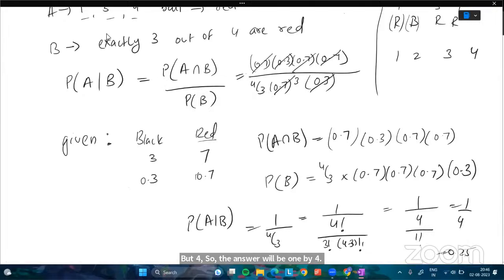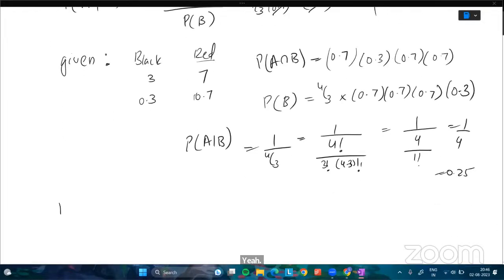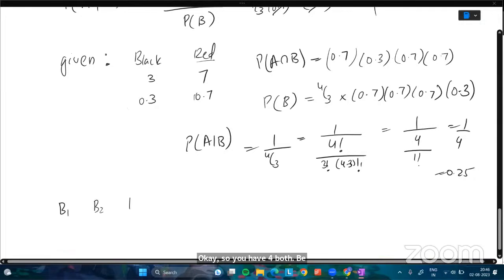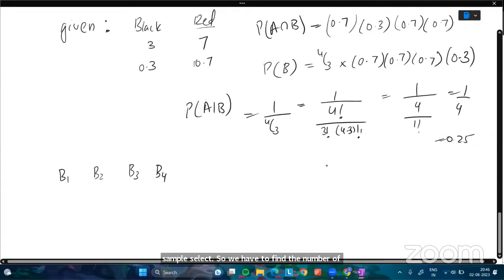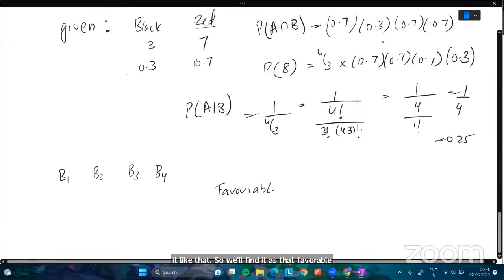Is this what everyone got? Excuse me, ma'am, I did not understand the probability of B. How did we calculate the probability of B? Okay, so we have 4 balls, B1, B2, B3, and B4. This is our sample selected. We can do this in a different way, instead of doing it like this. We'll find it as the favorable outcomes by the total outcomes.